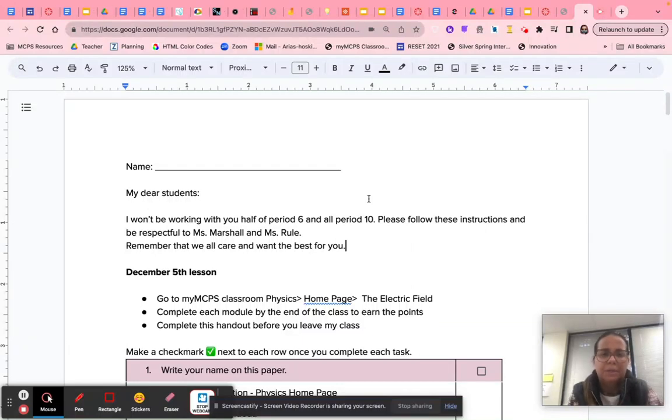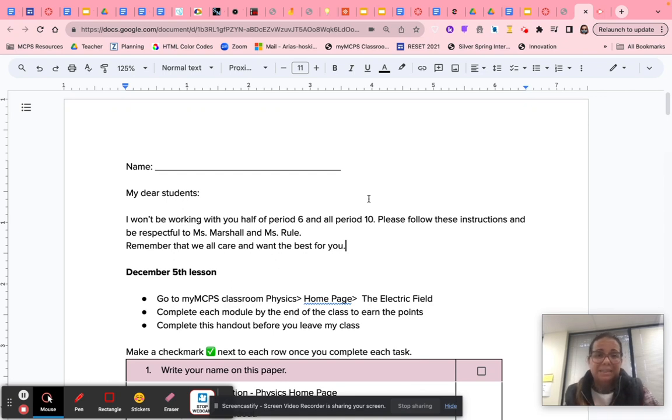As you may know, I'm not going to be with you for the most part of period 6, and period 10 is going to be covered by Miss Rule. Period 6 is going to be covered by Miss Marshall. Please make sure to be respectful to other teachers because, at the end of the day, we do want the best for you and we care for you.